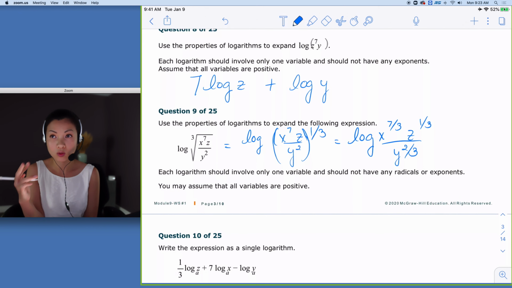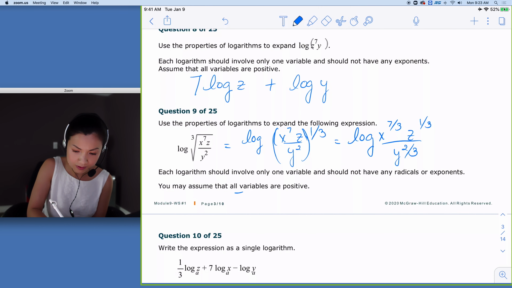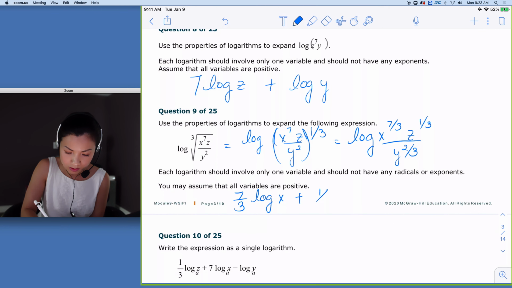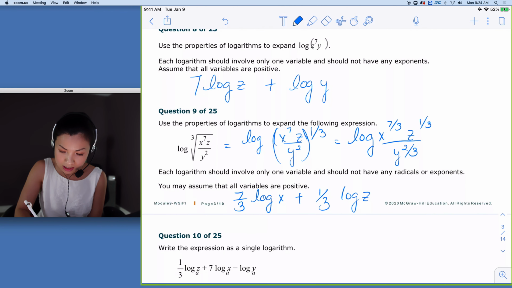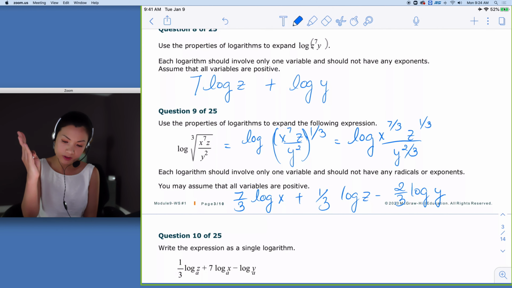Now, when we expand it, it's going to be so much easier because we have 7/3 for x plus 1/3 for z, and then minus 2/3 for y. Okay, so if it's on the bottom, you subtract. If it's on top, you add.